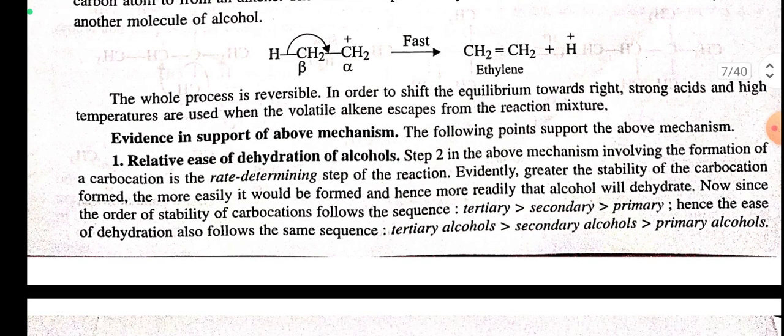This whole process is reversible. In order to shift the equilibrium towards the right, strong acid and high temperature are used, so that the volatile alkenes escape from the reaction mixture.